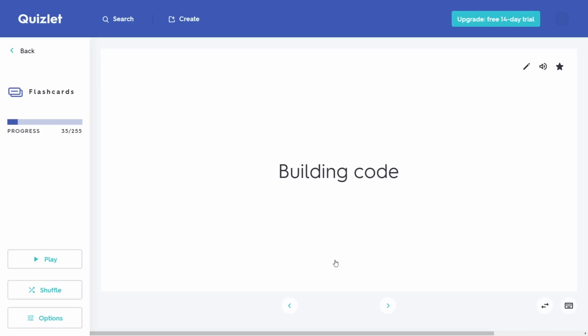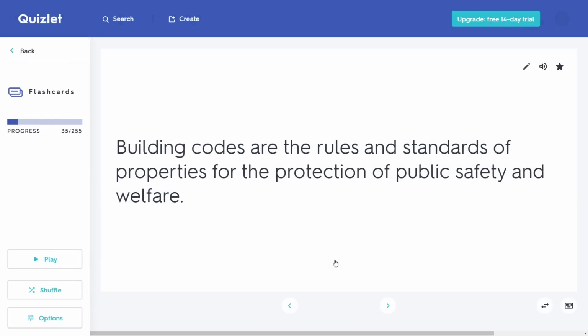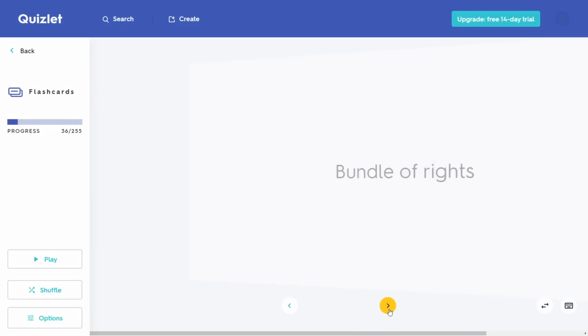Okay, did you guys figure it out? Building code. Building codes are the rules and standards of properties for the protection of public safety and welfare. Okay, so another one, it's important to know. I'm not going to do a deep dive on this one. You should be familiar with building codes by now. But basically, they're just rules and standards that the local government establishes for safety. All right, next one.